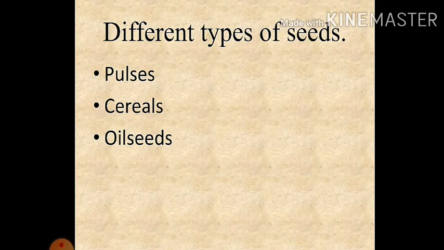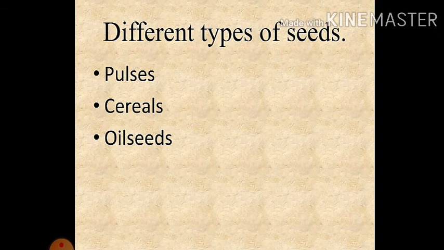Cereals. So the cereals, the seeds, when you break them, will be broken into pieces or powder. So those seeds are known as cereals. Okay, it won't be broken into two equal halves, but the cereals, when you break them, will be broken into pieces or powder. Examples: wheat, rice, barley, oats. All these are the different examples of cereals.